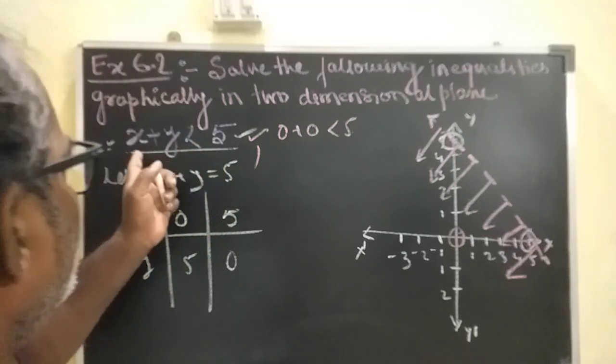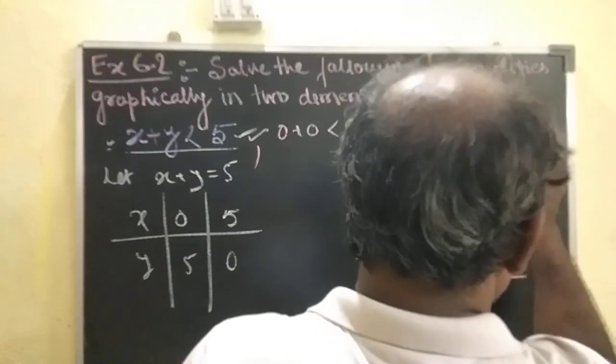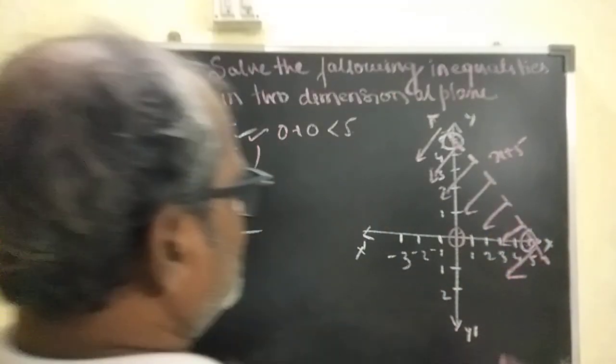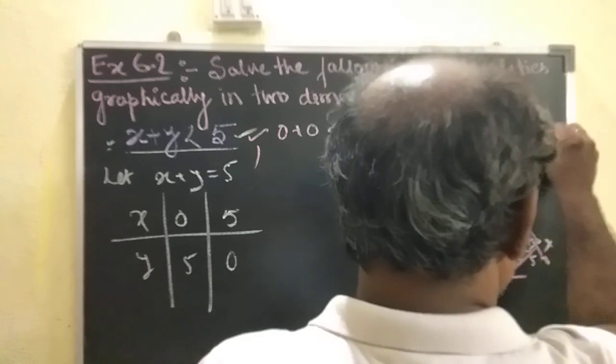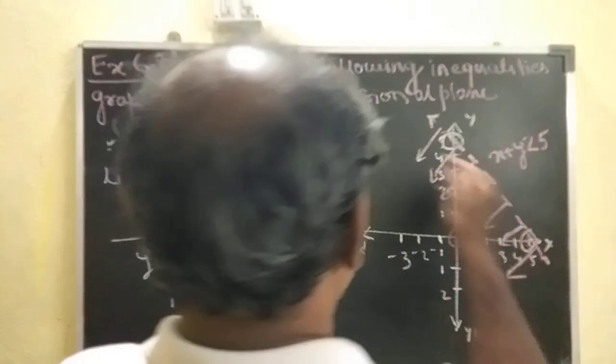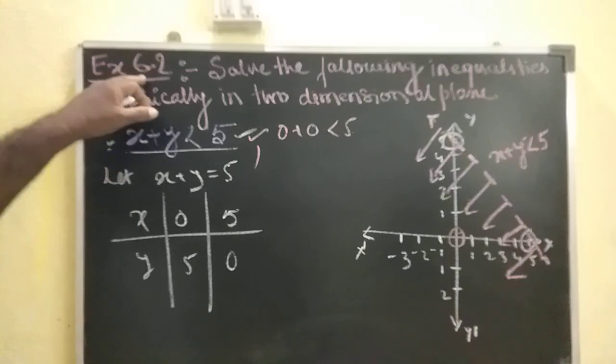So finally, x plus y is less than 5. X plus y is less than 5. So this is the solution of question number 1.